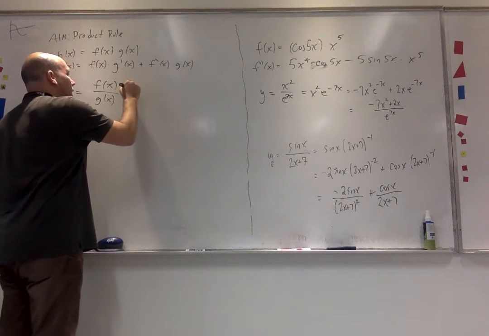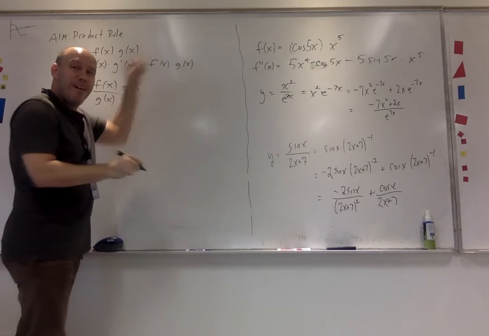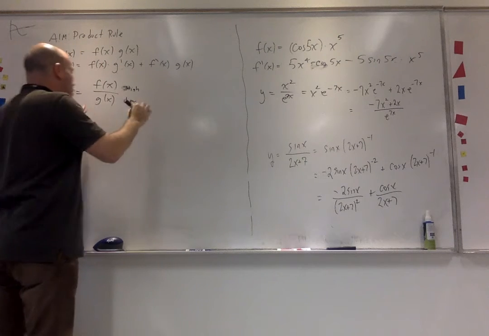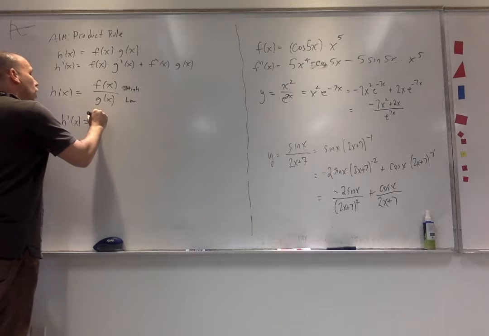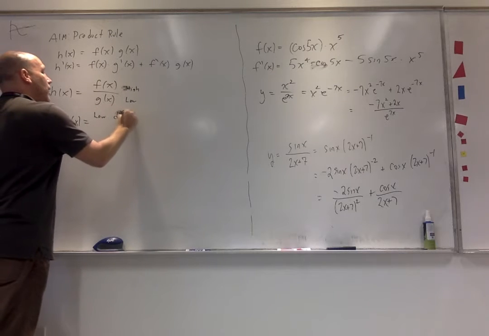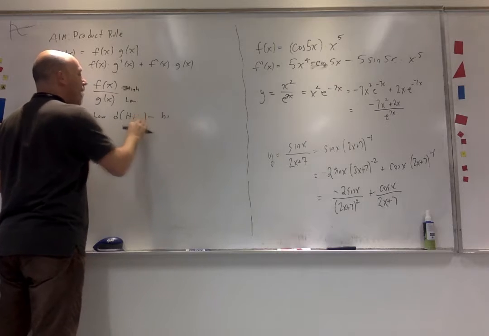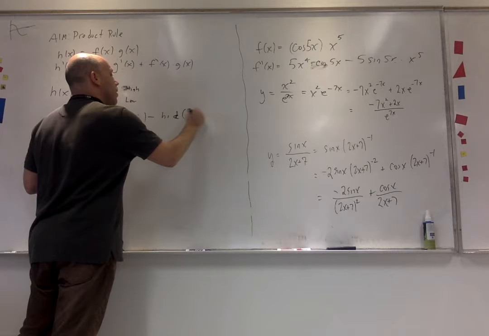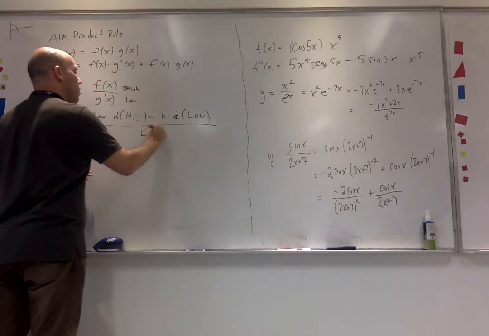And it turns out the rule is low d high minus high d low over low squared. So this is the low. This is the high because it's high up, and this is the low because it's low down. And so the derivative for the quotient rule is low d high minus high d low, all over low squared.